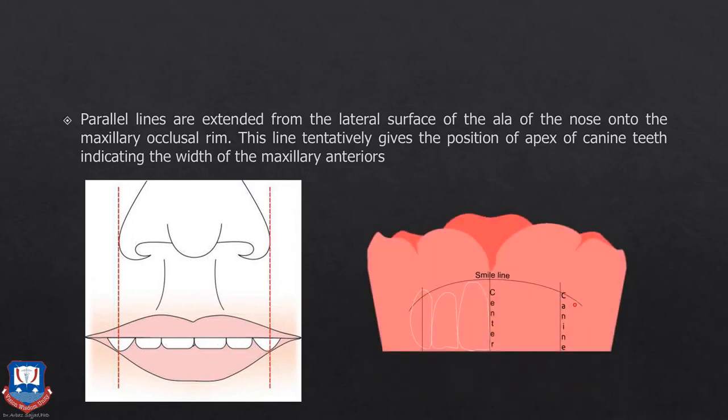So simply put, we mark the smile line, we mark the midline, we mark the inter-alar line, and the canine tip will correspond to the terminal portion of the inter-alar line as shown in this figure.